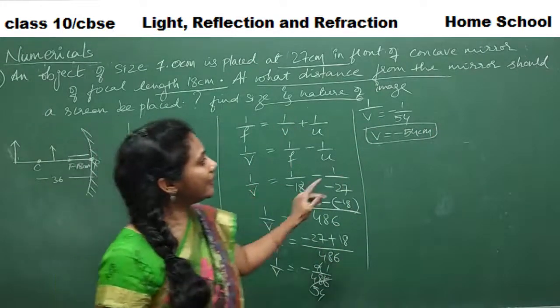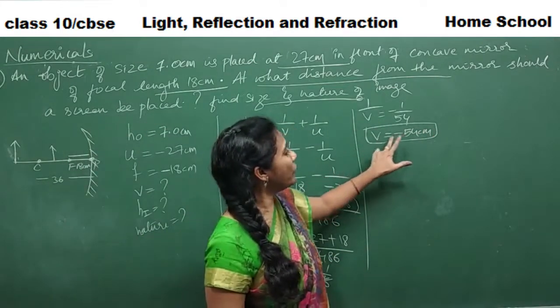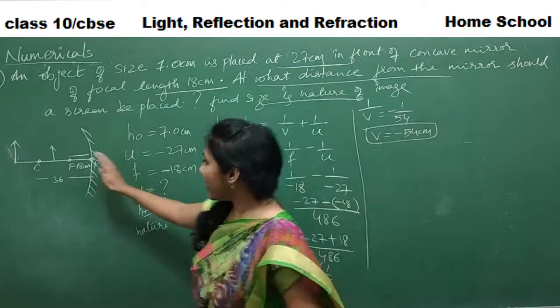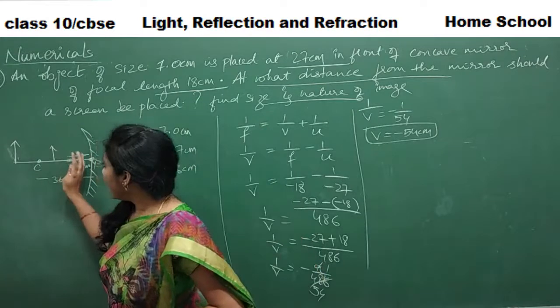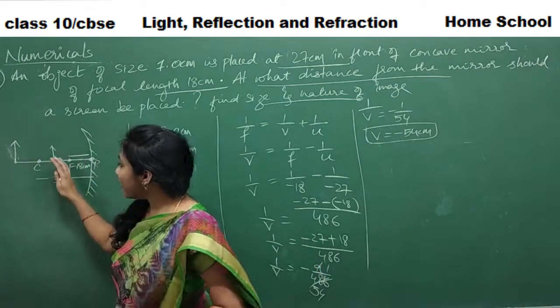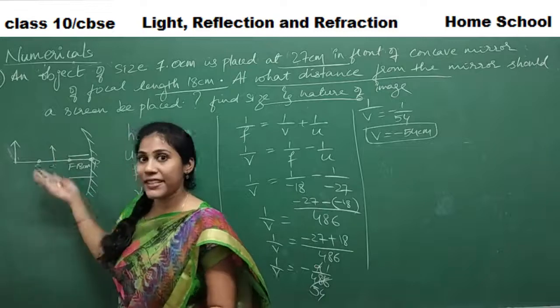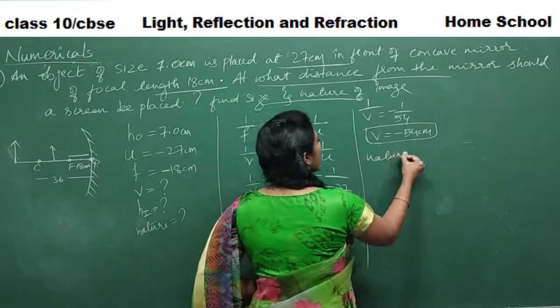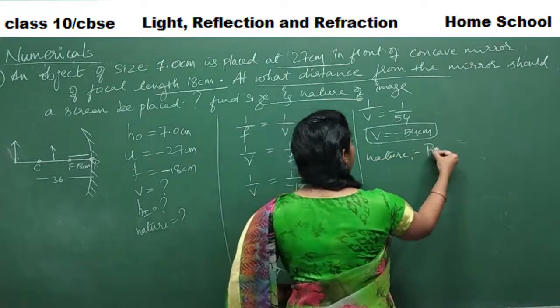Okay, looking at the value of V, can you tell the nature of the image? V is minus, in the sense V has formed on this side. So in case of concave, if the image is formed on the side where the object is kept, it's a real image, right? So from this value we can come to know the nature of image. Nature of image is real.